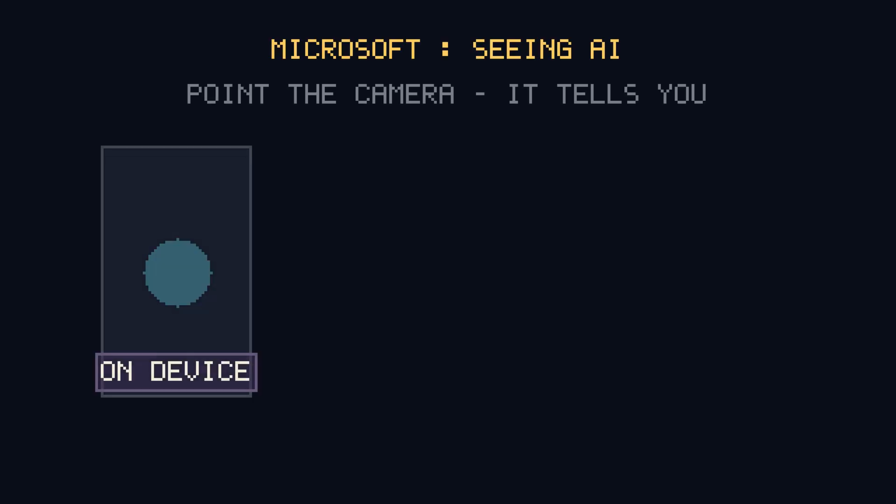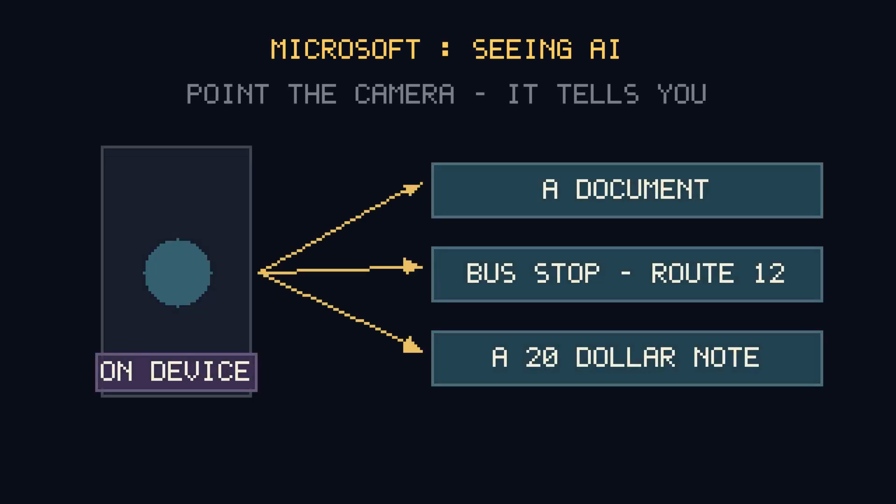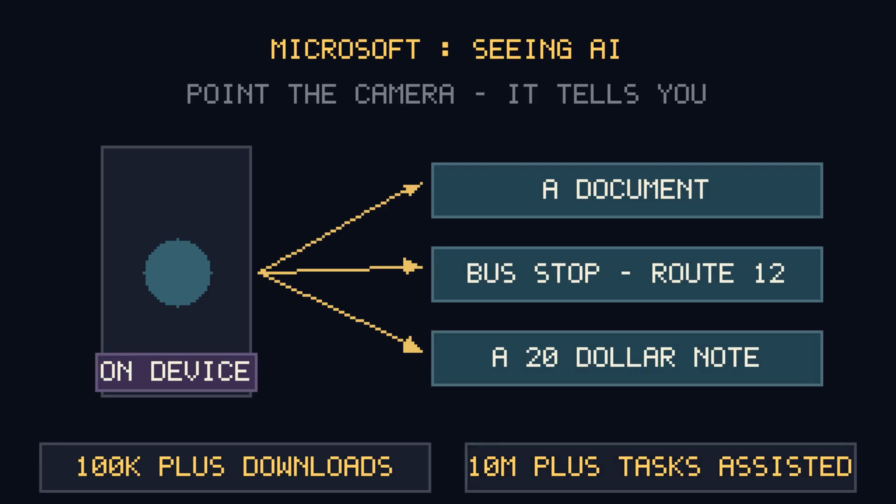Microsoft went after the same users from a different point of view. Meta's version was passive. It described what was already in your feed, but Microsoft's Seeing AI was more active. You point your camera at a document, a bus stop, a banknote, and it tells you what's there, running entirely on the device. So Microsoft used the same technology, but a completely different product decision, and it resulted in over 100,000 downloads and more than 10 million tasks assisted. So this shows us how two very big tech giants captured the power of ImageNet and improved their existing product. Now let's look at product improvements.